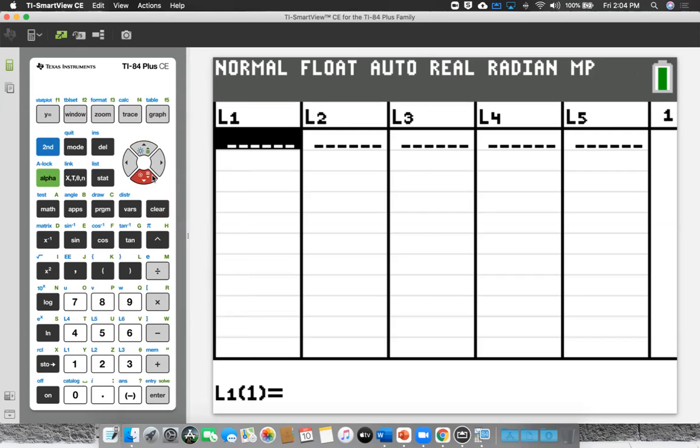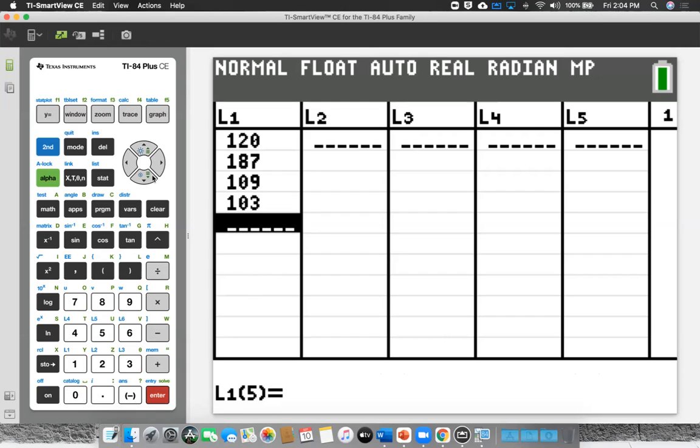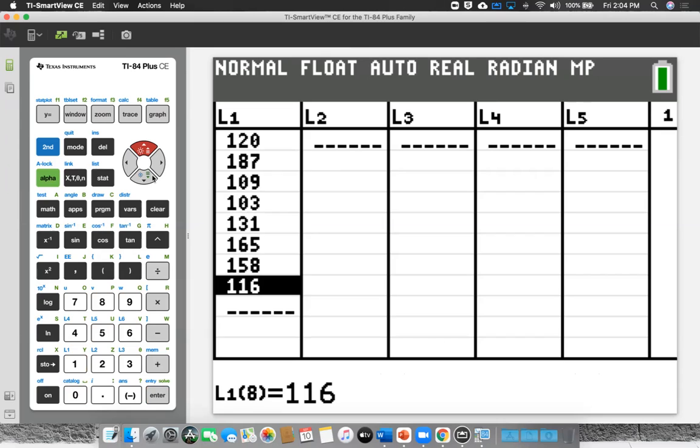So we have two lists. We have one for person weight, body weight, and we have one for backpack weight. So since X is body weight, let's put that in L1. Okay. So 120, 187, 109, 103, 131, 165, 158, and 116. Yep, there should be 8 of them, and there are 8 of them.